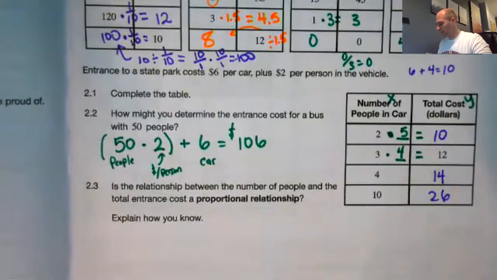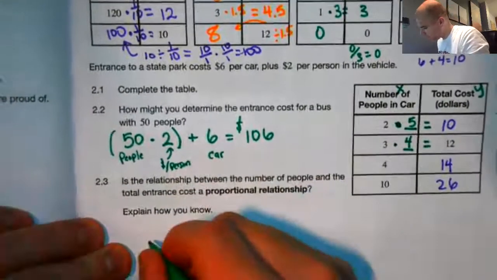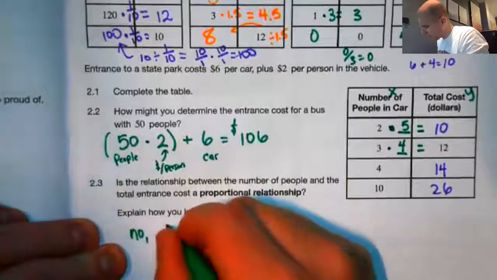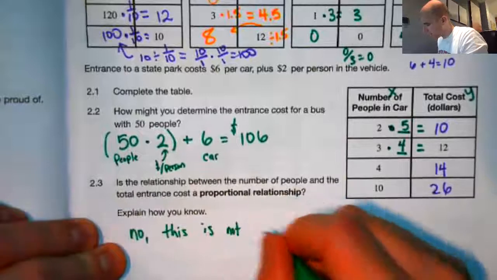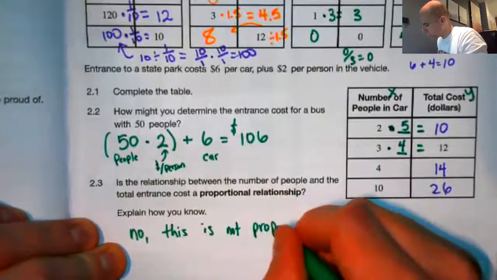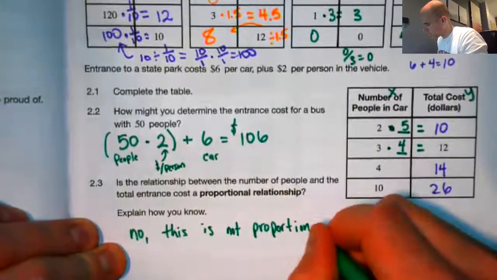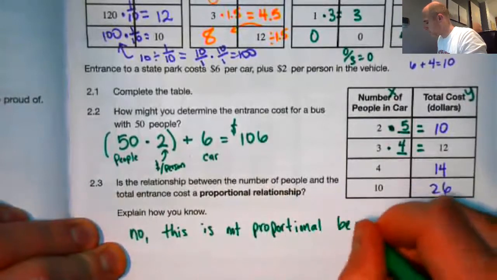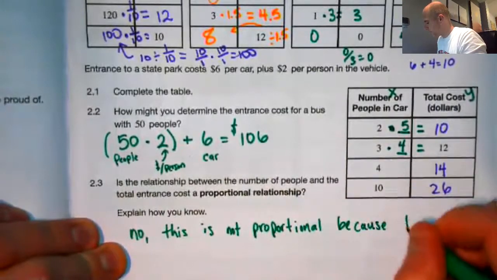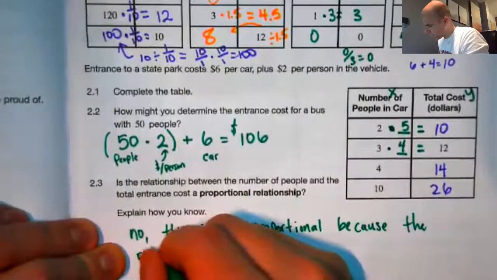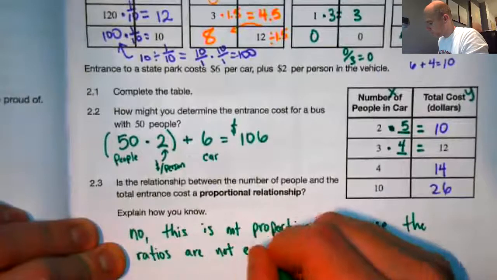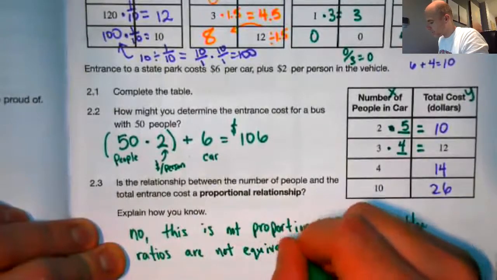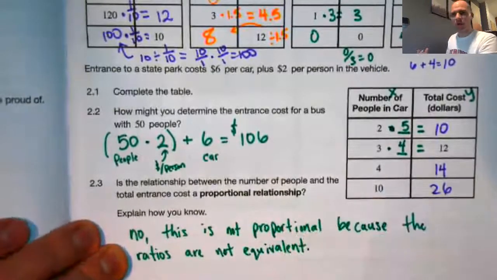So explain how you know. So I would say, no, this is not proportional because the ratios are not equivalent. And then let's be specific about which ratios I'm talking about here.